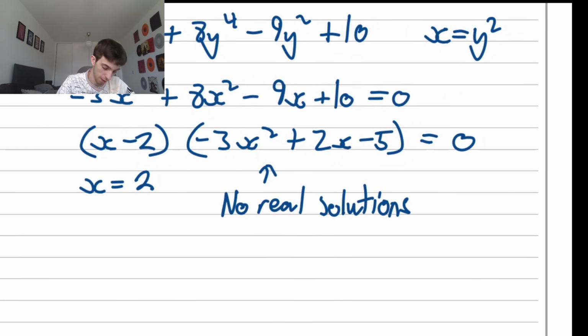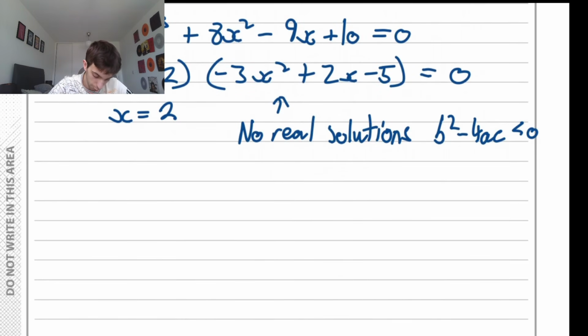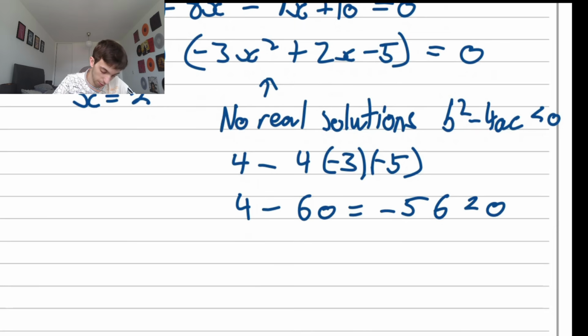So to do this, we will show that our discriminant b squared minus 4ac will be less than 0. So showing this now, we have b is 2, so b squared is 4. Take away 4 times a, so that's minus 4 multiplied by minus 3 multiplied by minus 5. Minus 3 times minus 5 is 15. 4 times 15 is 60, so that's take away 60, which equals minus 56, which is indeed less than 0. Therefore, no real solutions. Okay?